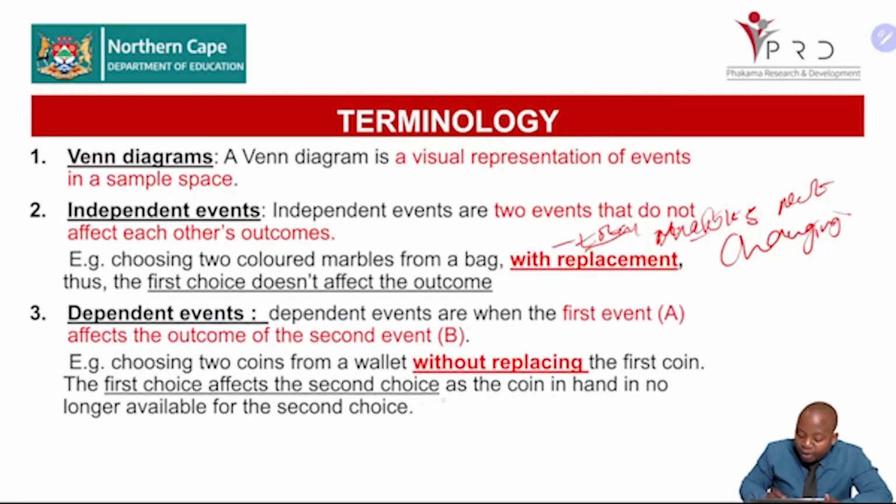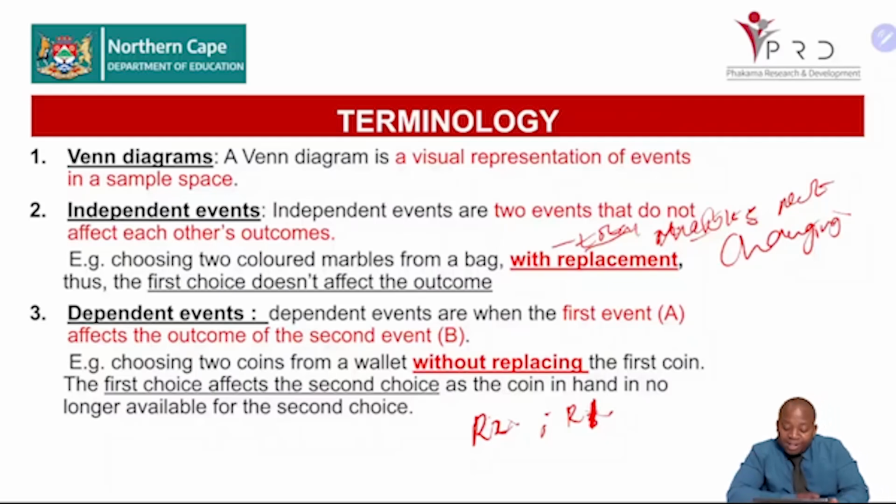Let's say I have two coins in this case, right? I have an R2 coin and an R1 coin. Now let's work with the coins that were drawn. There's no R3 coin.